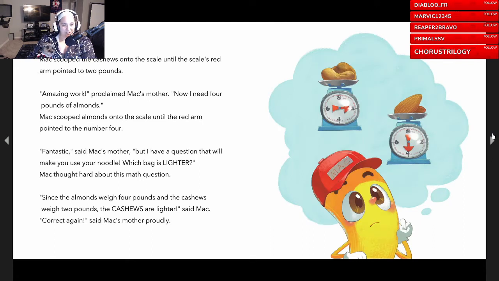Mac scooped the cashews onto the scale until the scale's red arm pointed to 2 pounds. Amazing work, proclaimed his mother. Now I need 4 pounds of almonds. Mac scooped the almonds onto the scale until the red arm pointed to the number 4. Fantastic, said Mac's mother. But I have a question that will make you use your noodle. Which bag is lighter? Mac thought hard about this math question. Since the almonds weigh 4 pounds and the cashews weigh 2 pounds, the cashews are lighter, said Mac. Correct again, said his mother proudly.